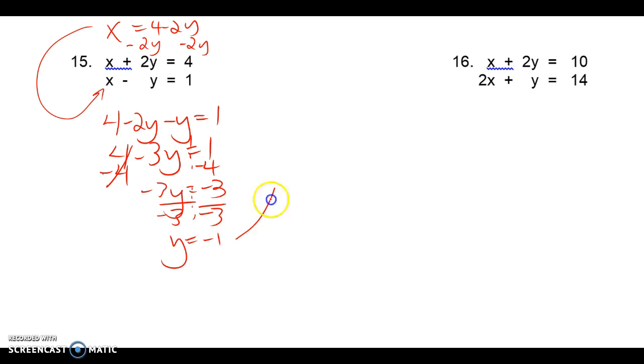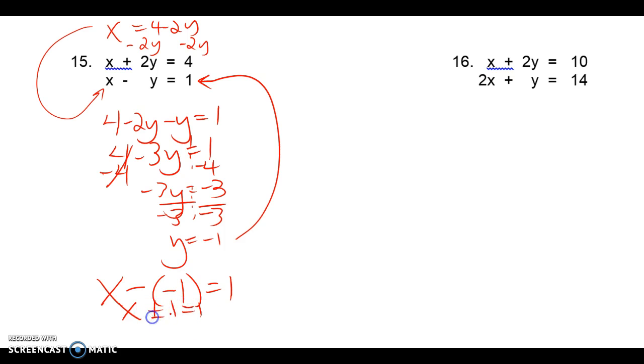All right, take this. Let's plug it in here. x minus a negative 1 equals 1. So that's x plus 1 equals 1. If I subtract 1, I get x equals 0. So 0, negative 1 is my answer here.